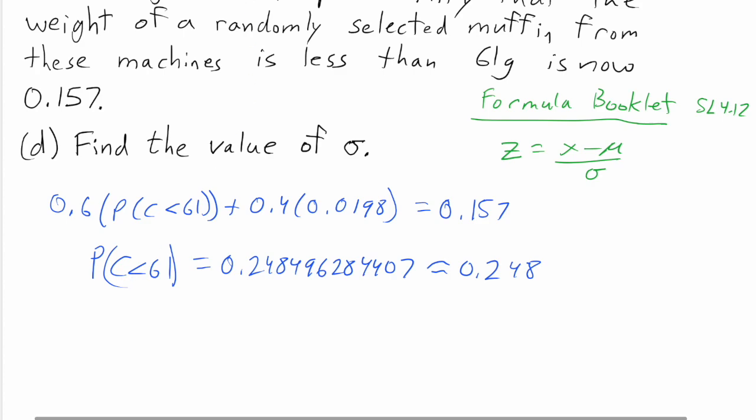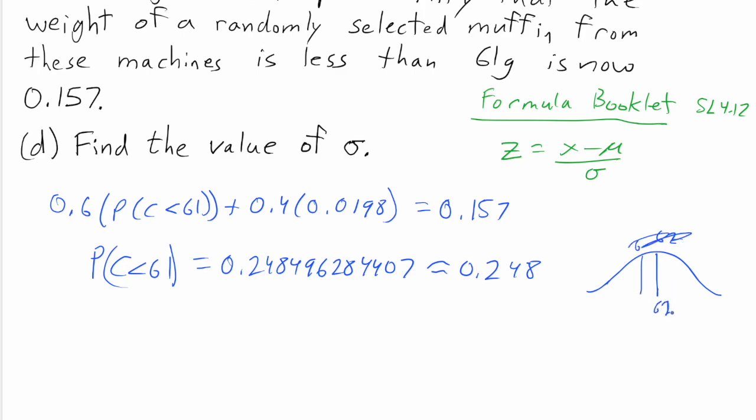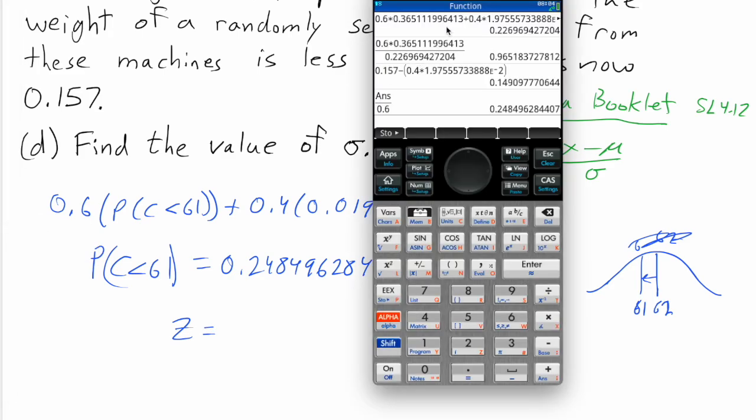So we have this probability equals this. So this means, well, we know the mean is 62, and 61 is over here somewhere. Actually, I should probably write these numbers down here. Okay, so we're going to find the z-score from the formula booklet, which tells us how many standard deviations it is away from the mean. So we can do that with the inverse normal. So the z-score for that, let's do inverse normal on the calculator.